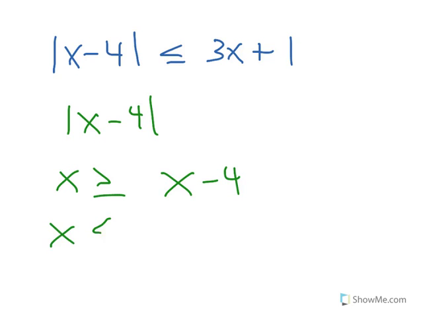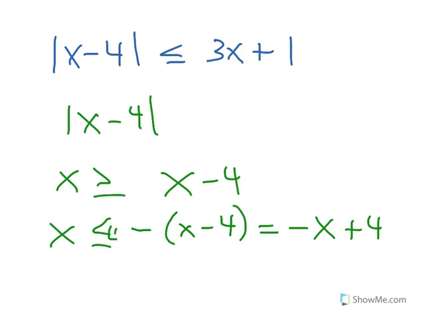But if x is something less than or equal to 4, say 3, then we'd get negative 1 inside the absolute values. And we have to make that positive because that's what the absolute value does. It makes a negative number positive. So it does that by multiplying by negative 1. So in other words, we're going to get negative x plus 4 if x is less than or equal to 4.